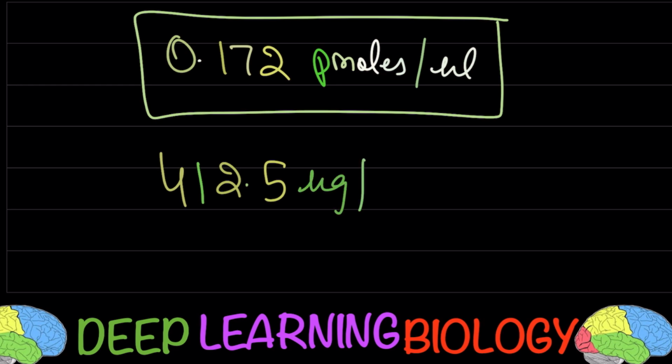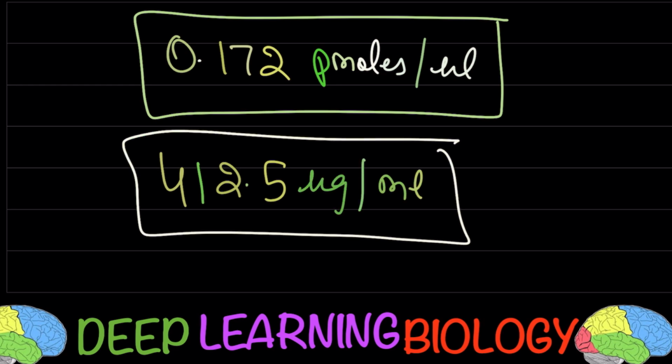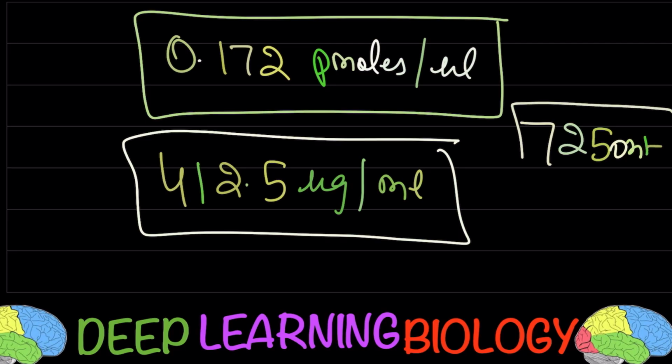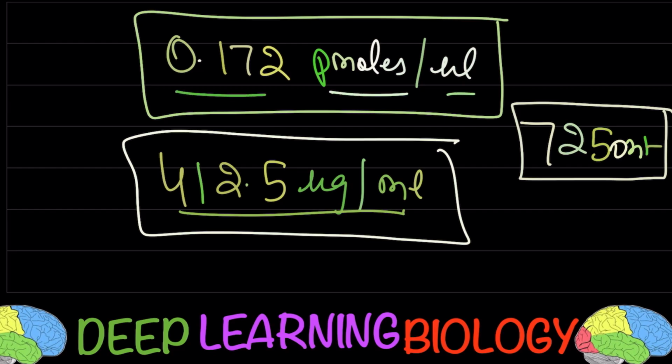So here you see 412.5 microgram per ml. Keep in mind this is single stranded DNA with a length of 7250 nucleotides. The concentration we initially calculated in microgram per ml, and then we calculated it in picomoles per microliter, just by taking the relation that 1 mole of single stranded DNA is going to weigh 330 gram. So hopefully you have understood this.